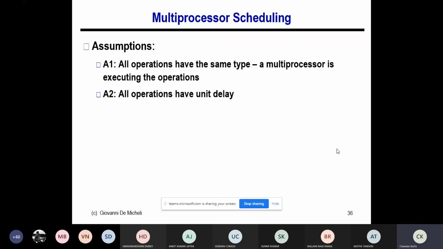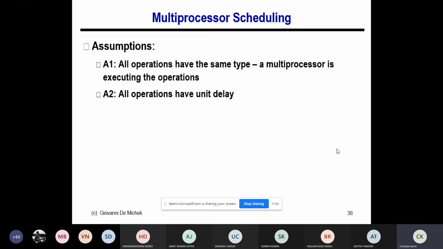So the first assumption is that all the operations have the same type, right? So it's basically a multiprocessor executing all the operations. That means in the different-resource-type problem, we make a restriction that I am not going to take different types of resources, rather I will have a single type of resource only, and which is a multiprocessor unit. So that's the first assumption.